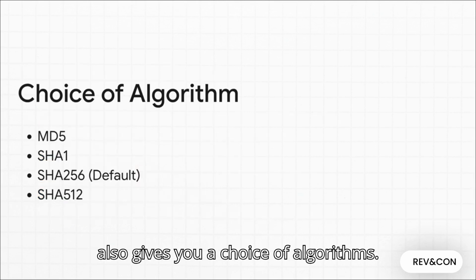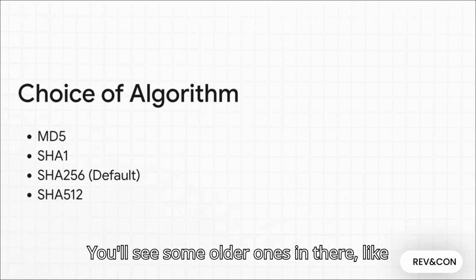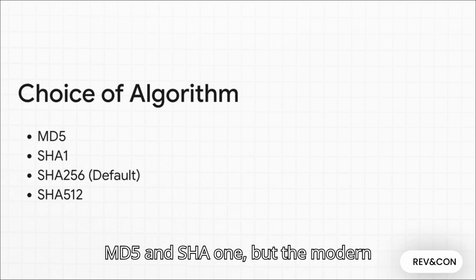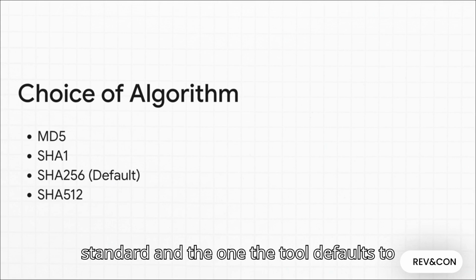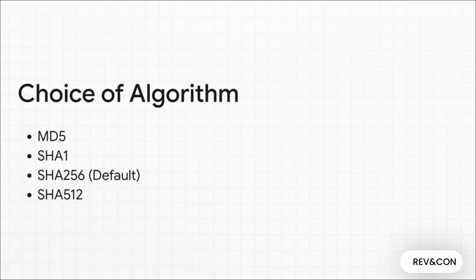The tool also gives you a choice of algorithms. You'll see some older ones in there like MD5 and SHA-1, but the modern standard, and the one the tool defaults to, is SHA-256.